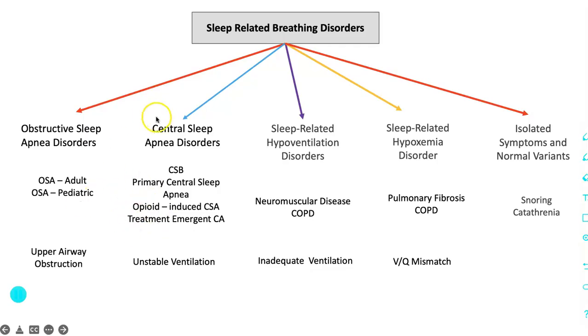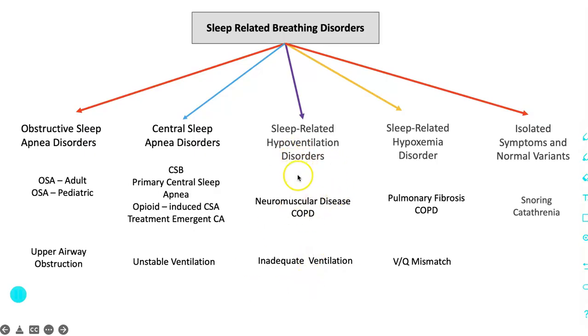Then central sleep apnea disorders. Here, as the name indicates, the problem is unstable ventilation caused by the central areas. There is no airway problem. The issue originates from the central area where the respiratory centers are located. Examples include Cheyne-Stokes respiration, primary central apneas, medication-induced central apneas like opioid, or even treatment-emergent central apnea, where it happens after the use of CPAP or any other form of treatment for obstructive sleep apnea.